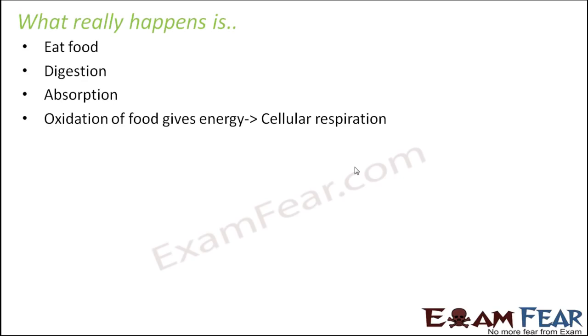Then what happens is the oxidation of food to provide energy. So that simplest form of food, which we assume to be glucose, which is an example of a simple carbohydrate. So glucose is oxidized in presence of oxygen to produce energy, and this process is called cellular respiration. Why cellular? Because this process takes place inside each and every cell of our body, because our body is made up of many cells. Right?